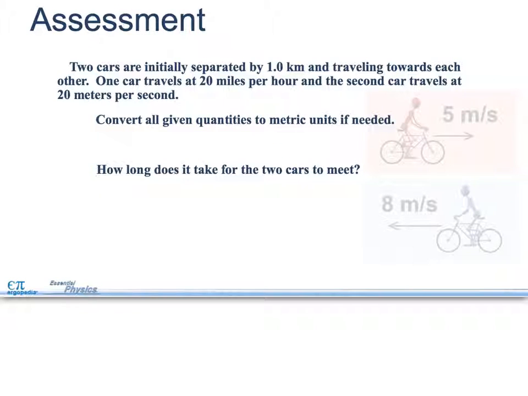Alright, two cars are initially separated by 1 kilometer and traveling towards each other. One car travels at 20 miles per hour and a second car travels at 20 meters per second. Convert all given quantities to metric units if needed. How long does it take for the two cars to meet?